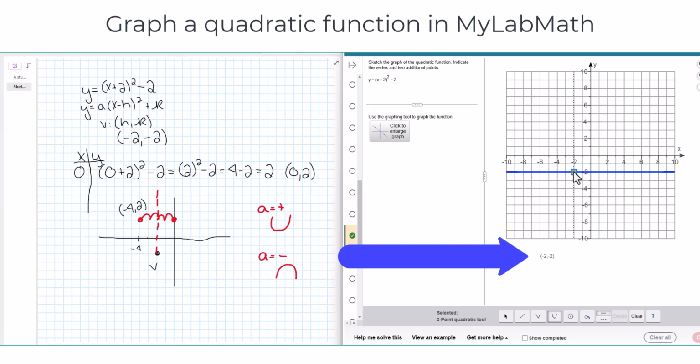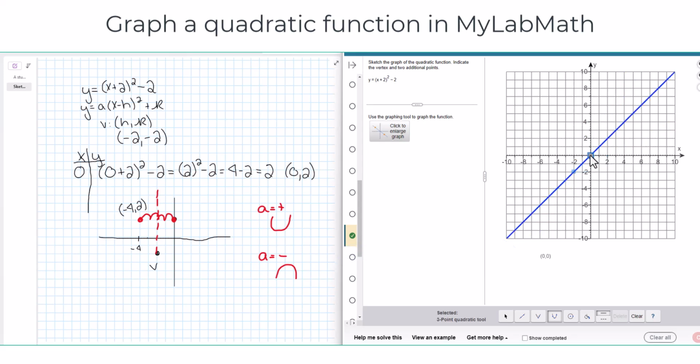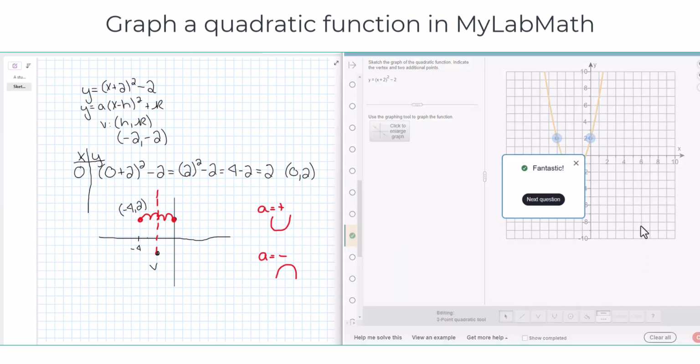Now watch as I move my cursor. The numbers, the ordered pairs change. 0, 2. Okay, that's our other ordered pair. Now, here is my axis of symmetry. I'm over 2 to the right. I'm going to go over 2 to the left and then up 2, and that's -4, 2. Let's check it. Yay! We did it.